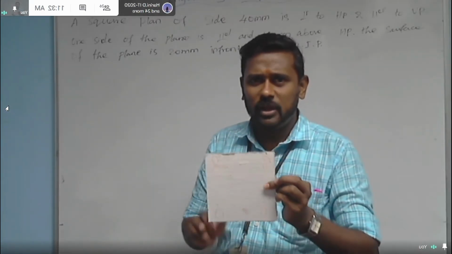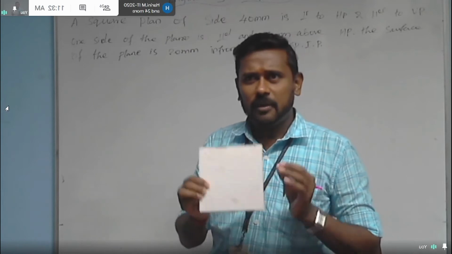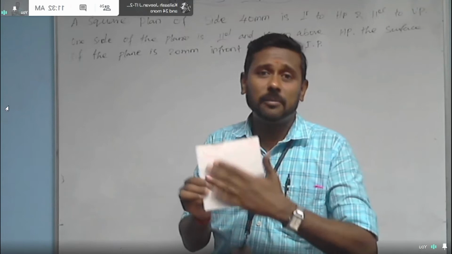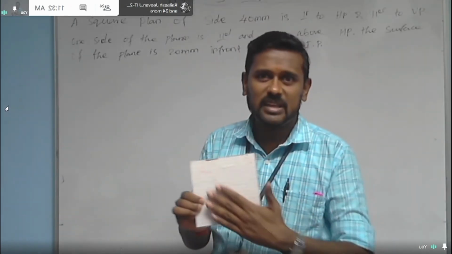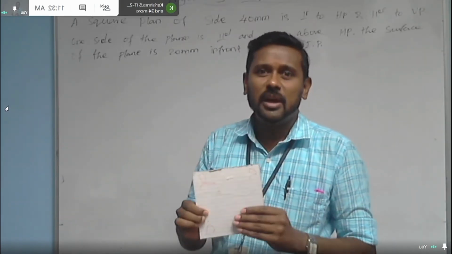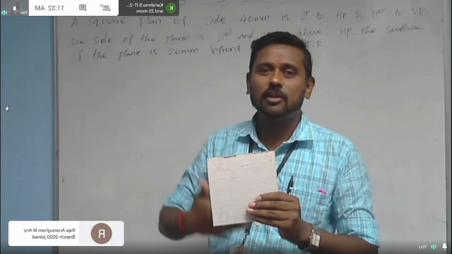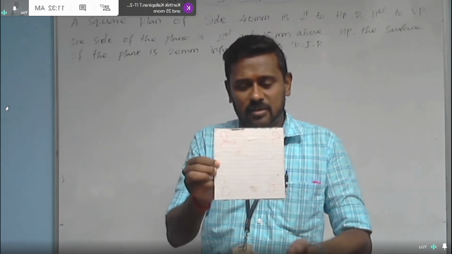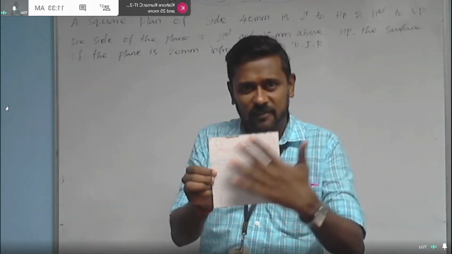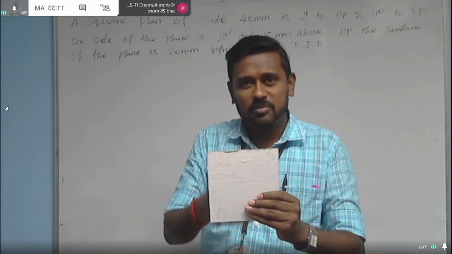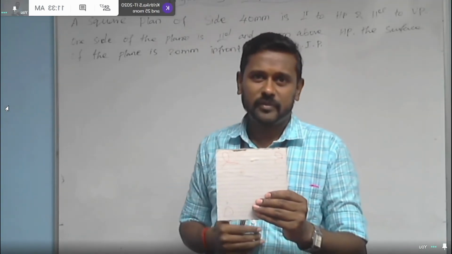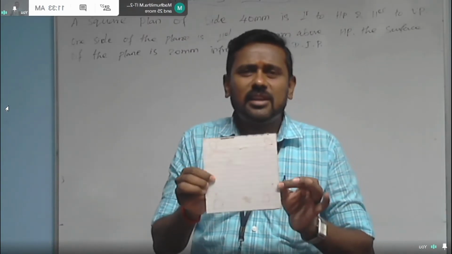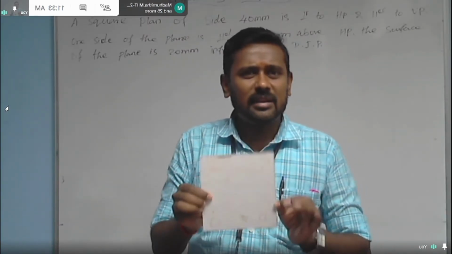This square plane should be perpendicular to HP. If a plane is said to be perpendicular to HP, then it is meant that the surface of the plane is perpendicular to HP, and the surface of the plane is parallel to VP. In this way I need to keep the square plane. The surface is perpendicular to HP and the same surface is parallel to VP. And in addition, where exactly is it located?